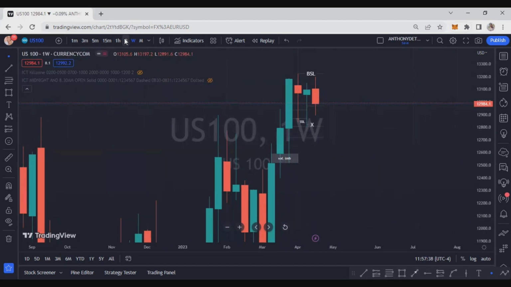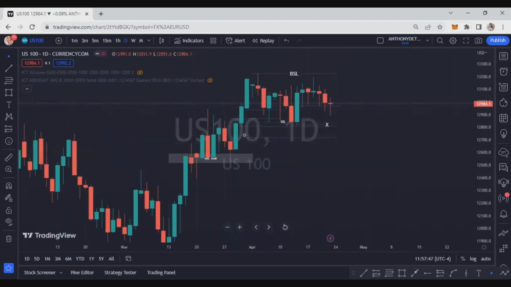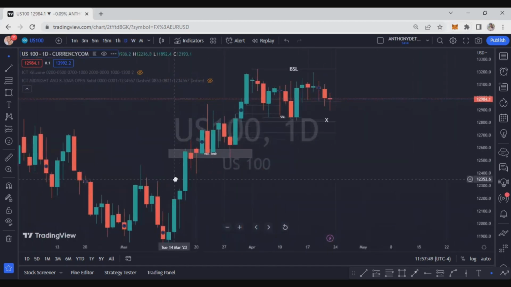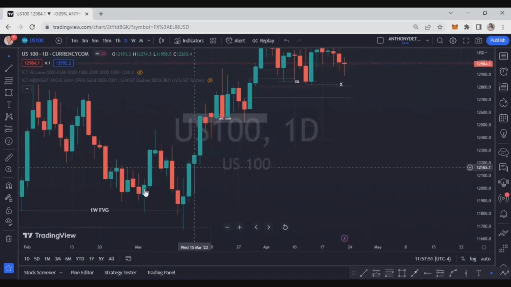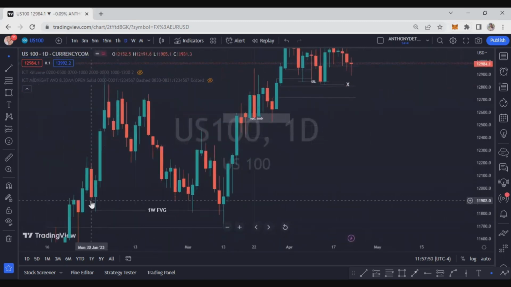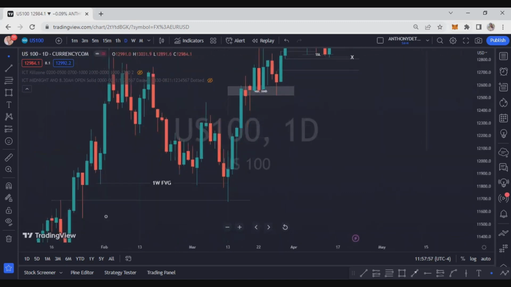So going to the daily time frame. Okay, we can actually see this. After price traded into the 1-week FVG, it took out a swing low, an equal low, sorry. It took out an equal low here, gave a BMX, went up, then traded into this daily FVG here.